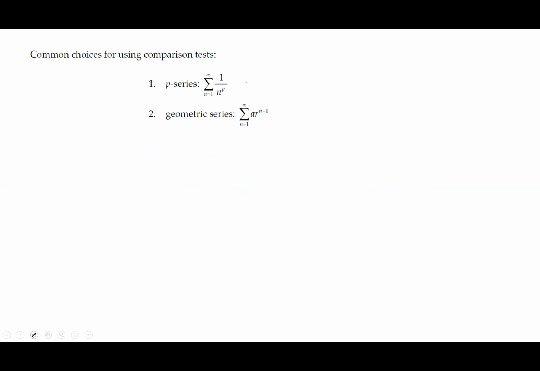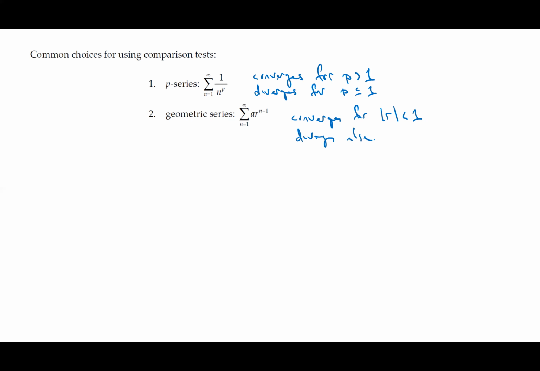We know that the p-series converges for p greater than 1, diverges for p less than or equal to 1. And the geometric series converges for absolute value r less than 1, diverges otherwise. Okay?